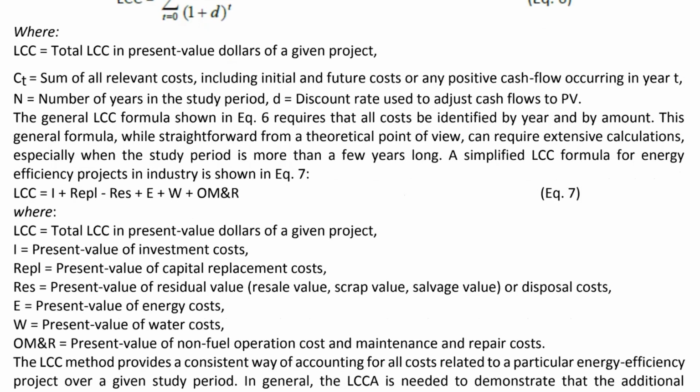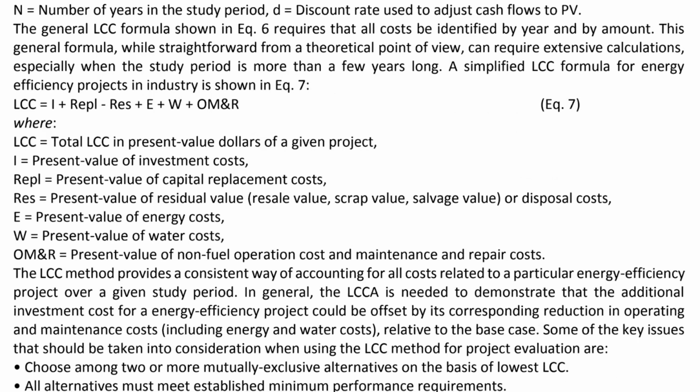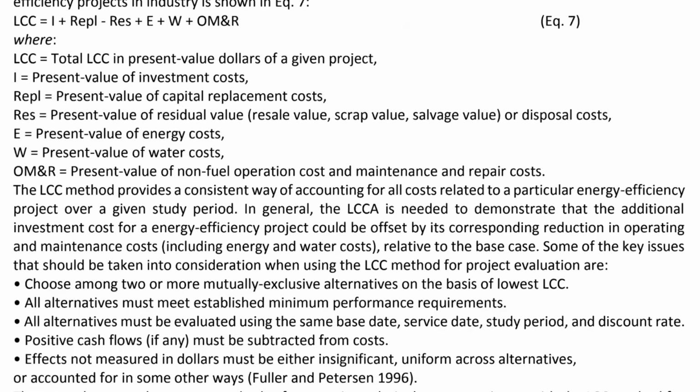So in short, as I have just mentioned, the life cycle cost is the total cost of owning, operating, maintaining, and also disposing of the technology during the lifetime of the project. All these factors are to be taken into account for the calculation of life cycle cost. Depending upon the situation, if the total cost, discount rate and time are given, then we apply the above formula. If the future cash is given, then we apply a different formula. If the individual components are given as mentioned here, then we calculate using this formula: LCC is equal to I plus REPL minus RES plus E plus W plus OMR.